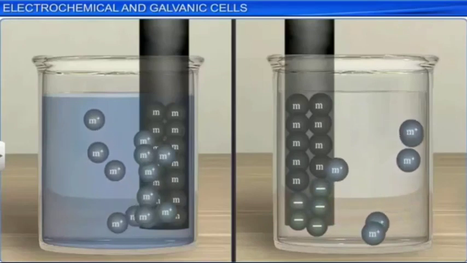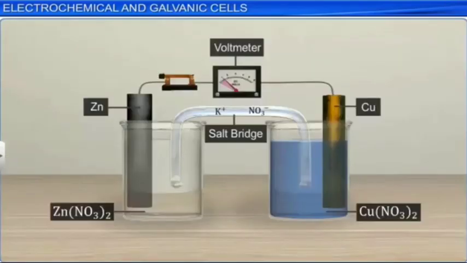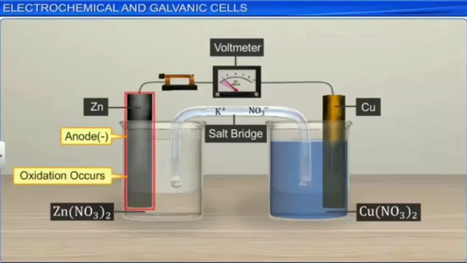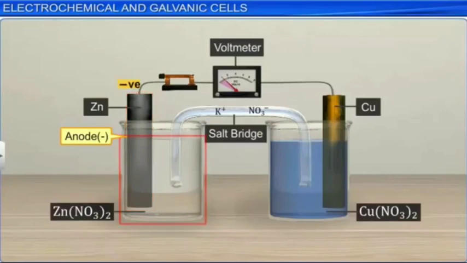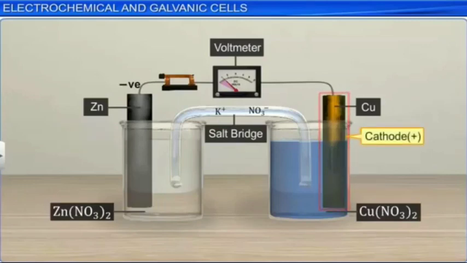As mentioned earlier, the anode is the electrode where oxidation occurs. The anode has a negative potential relative to the solution. By convention, the anode is considered the negative electrode in a voltaic cell. The cathode is the electrode where reduction occurs. The cathode has a positive potential relative to the solution. By convention, the cathode is considered the positive electrode in a voltaic cell.